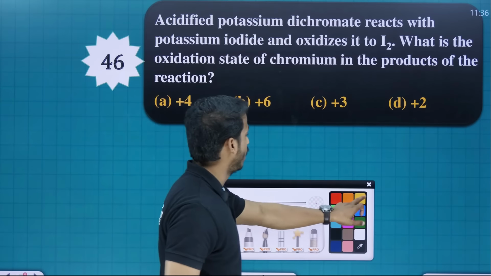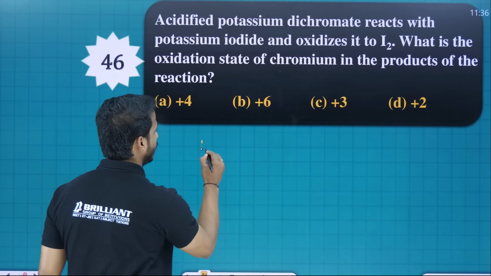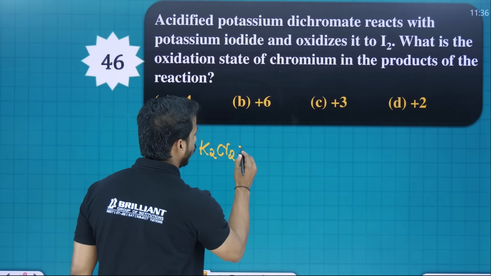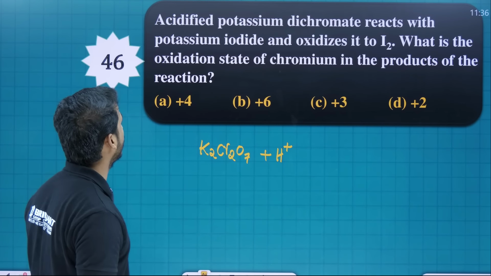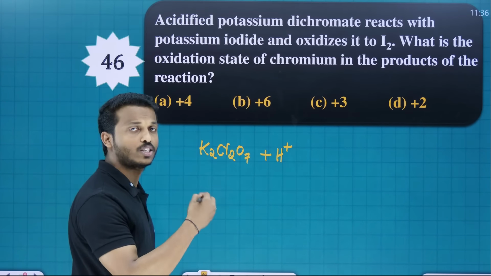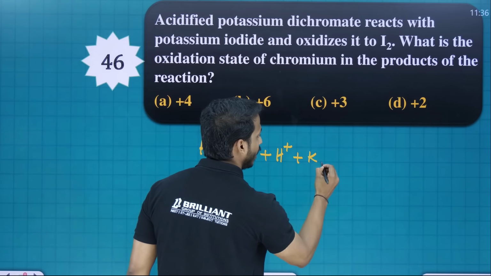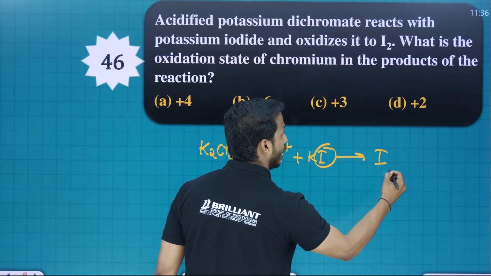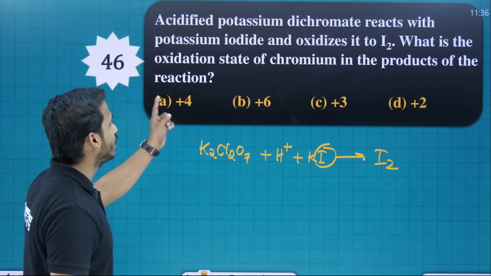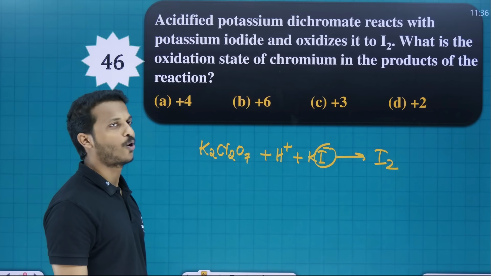Now, acidified potassium dichromate, that means K2Cr2O7 in acidic medium, reacts with potassium iodide and oxidizes it to iodine. Potassium iodide KI, which means I minus is there. I minus is converted to I2, correct. What is the oxidation state of chromium in the product?